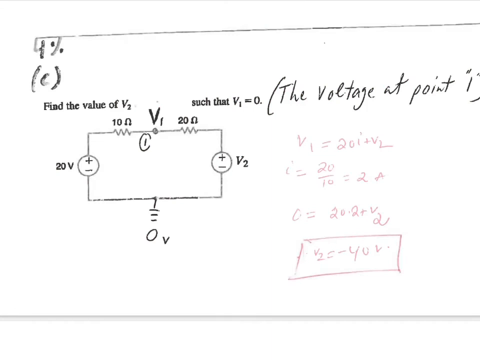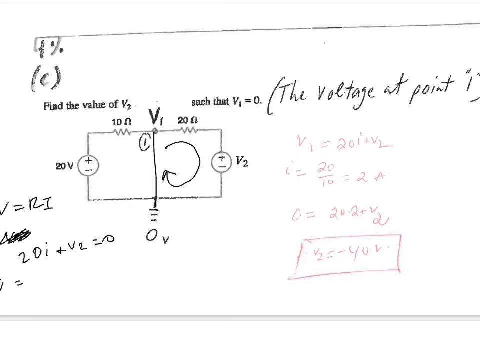Find the value of V2 such that V1 is equal to 0. So we can kind of split this in half. And volts equals RI. So going like this, we have volts equals 20I plus V2, which equals 0. So this is our first equation over here. And now we need to find I.